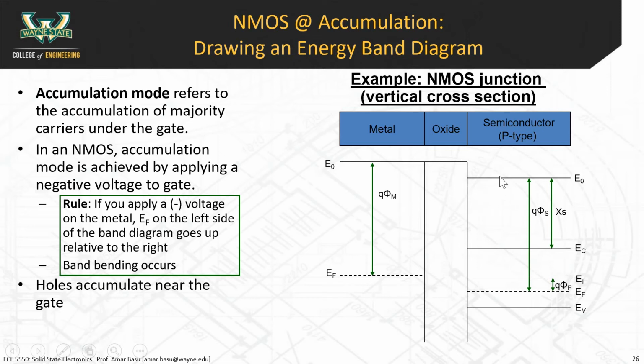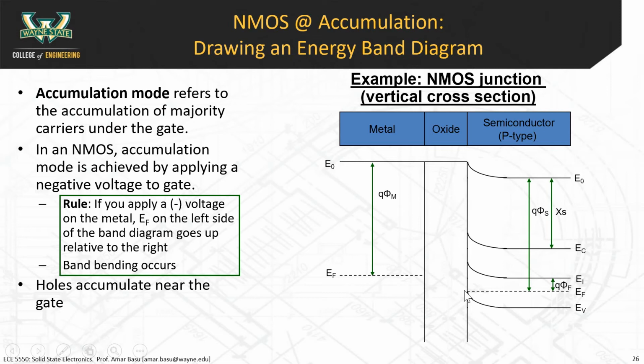So what happens in the semiconductor is the band bends up like this. It bends up to meet the E0 in the oxide and the metal. When E0 bends up like this, EC, EI, and EV all three of them bend up as well. Again, to show you, E0 bends up, and so do EC, EI, and EV. This is just a rule for an energy band diagram.